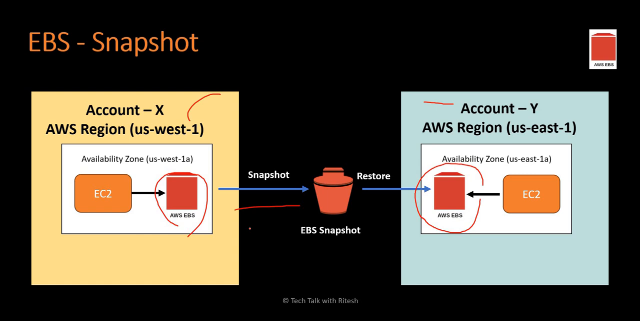So what we have seen is that after we create the snapshot, or we can say a backup of this EBS volume using the EBS snapshot service, we can share it outside the AWS region, and outside the account also.